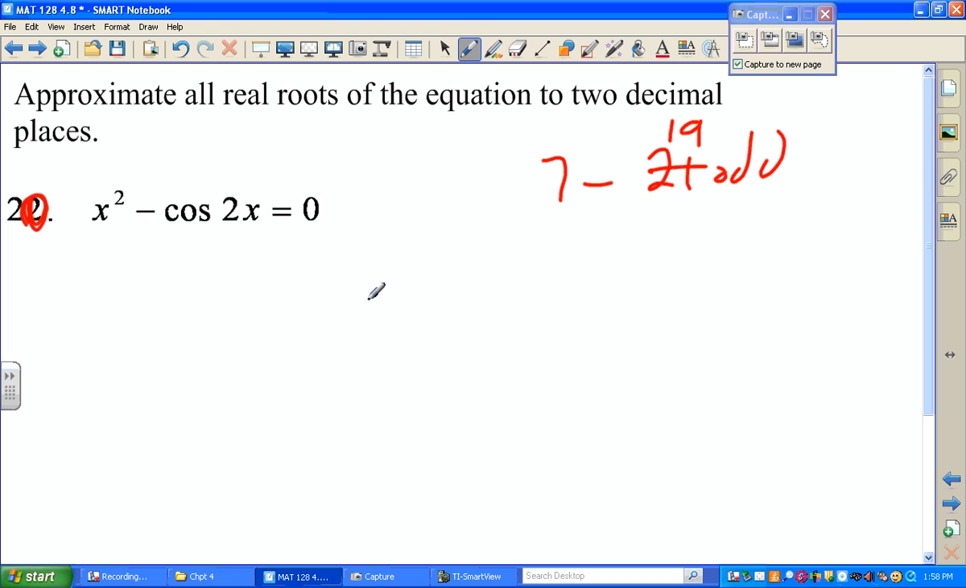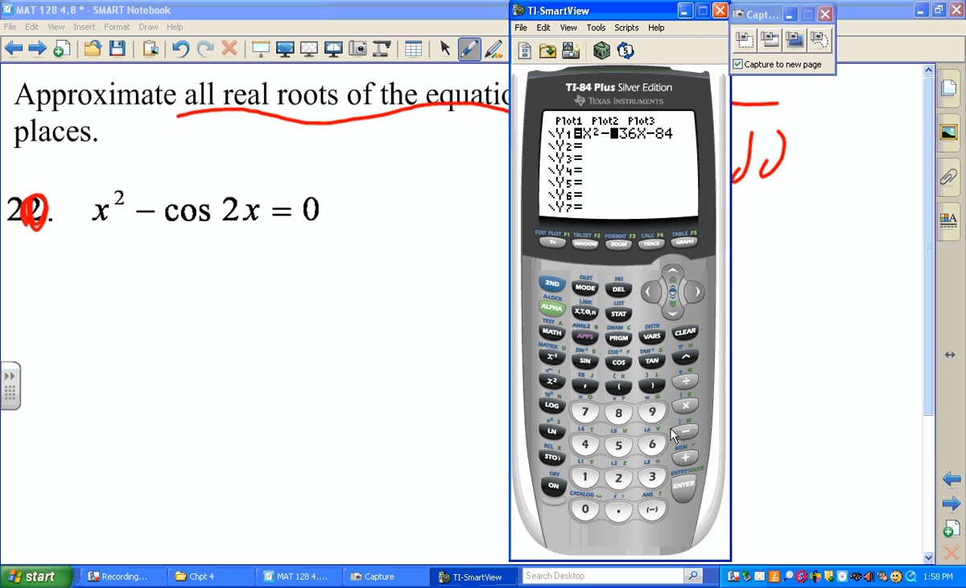Anyway, cosine of 2x, that double angle formula, remember there's 3 ways of writing it. I don't really need to do that. Oh, approximate the real roots to 2 decimal places. I would still go to the graph first. Y equals x squared minus cosine of 2x. However, delete. Is there a domain on this in your textbook? Is there a restriction? Zoom 6 then.